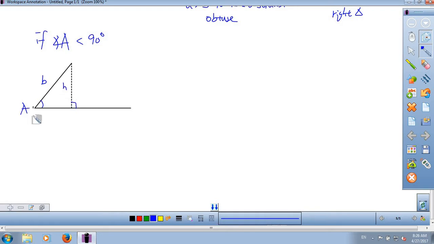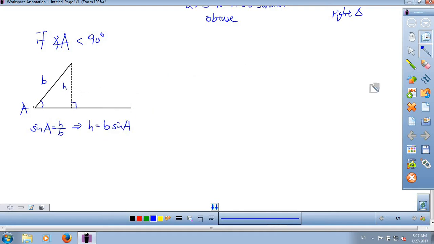Now what is H in terms of angle A here? If you draw the height here, the height is actually the opposite side of angle A, and B is the hypotenuse. So sine of angle A is H over B. That means H is equal to B sine A. So the height of the triangle will be equal to B times the sine of angle A. Angle A is the given angle here.